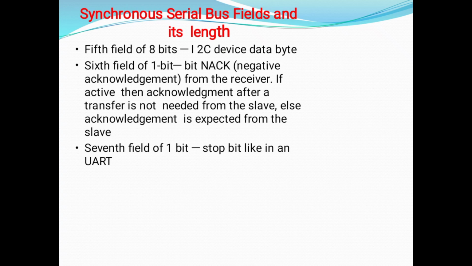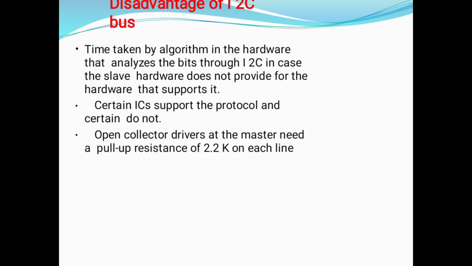If active, then the acknowledgement of a data transfer is needed to the slave. Each acknowledgement is expected by the slave. The seventh field is a 1-bit stop bit, like UART.